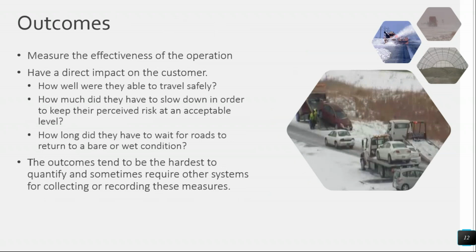And then the next category is your outcomes. The ones previously were outputs. These are outcomes. These are the actual result. They measure the effectiveness of your operation and have a direct impact on the customer. Honestly, the customer usually doesn't care whether you're anti-icing or not. They just want to be able to travel safely. Were they able to do it?